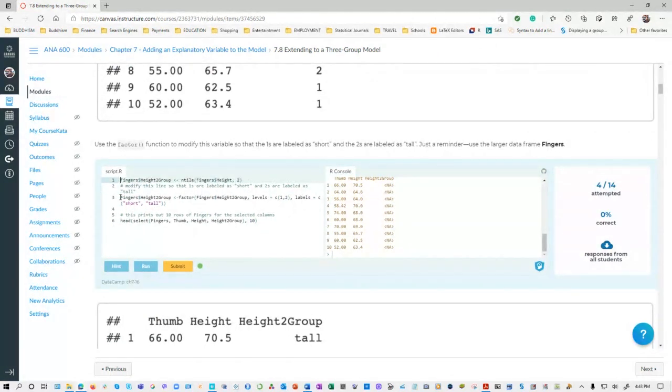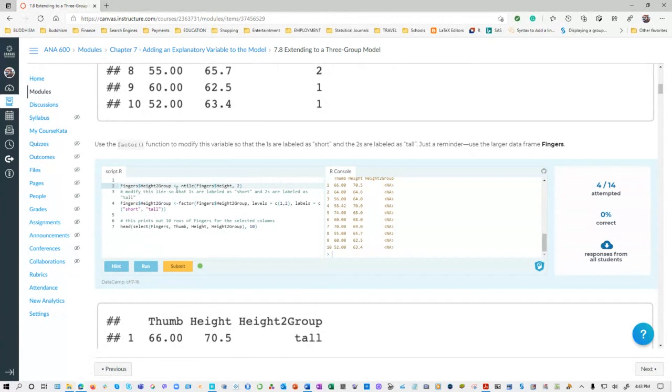Fingers, height to group. Entire fingers height to group. They're going to have a fingers height to group level, C1 to level head, height to group. See, tall and short, tall and short.